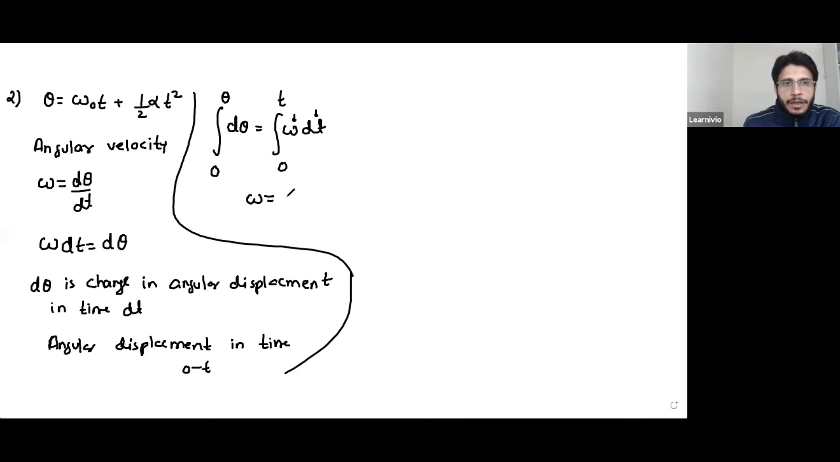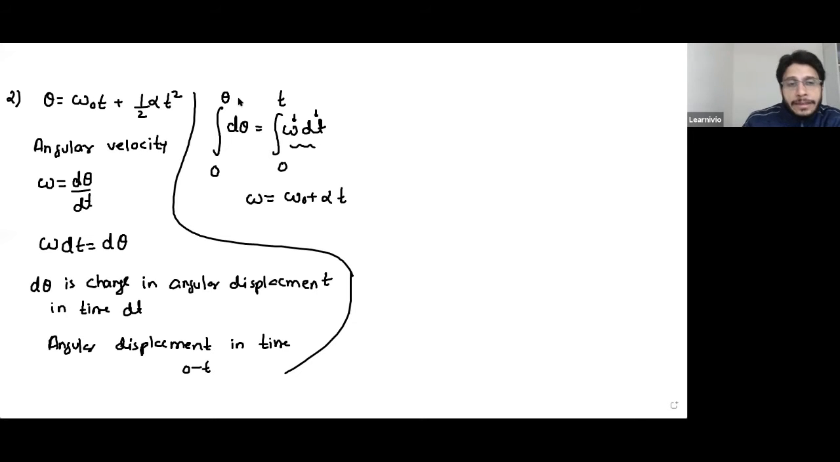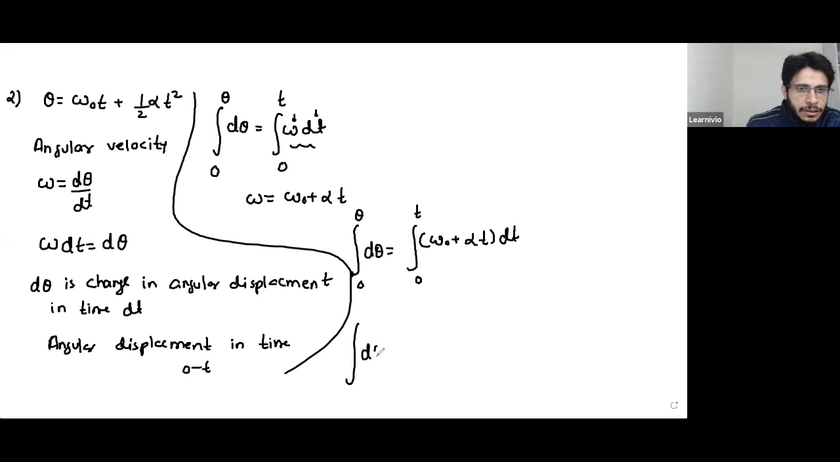So you have to write this omega as omega naught plus alpha t. I'm repeating again: the right side of the equation has a problem. You have two variables. So to remove omega, I just substitute omega naught plus alpha t. Sir, is omega naught plus alpha t constant? Let's check. I'm first just substituting, then we'll see one by one which term is constant and which is variable, because you can have one variable but not two different variables. So this is integral of d theta, limit 0 to theta, equals integral of omega naught plus alpha t times dt, from 0 to t. If I multiply it out, this is omega naught dt plus alpha t dt.